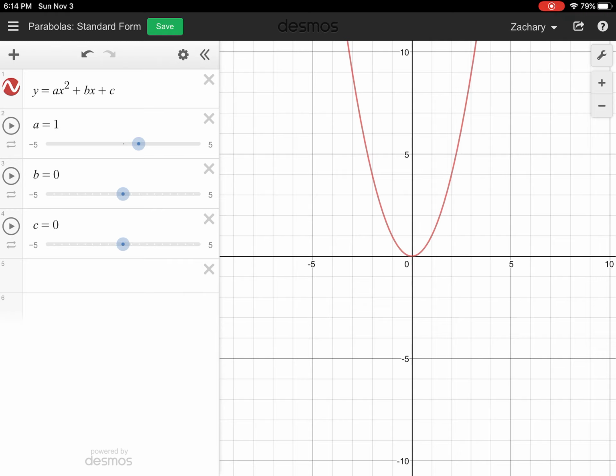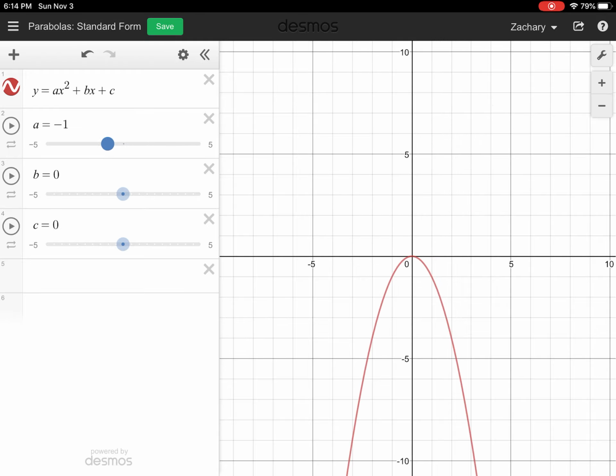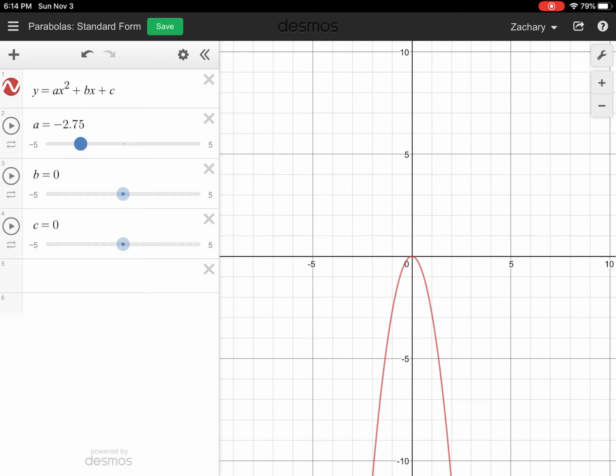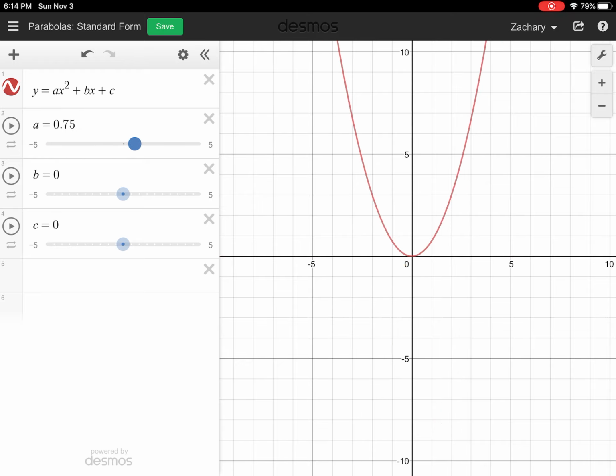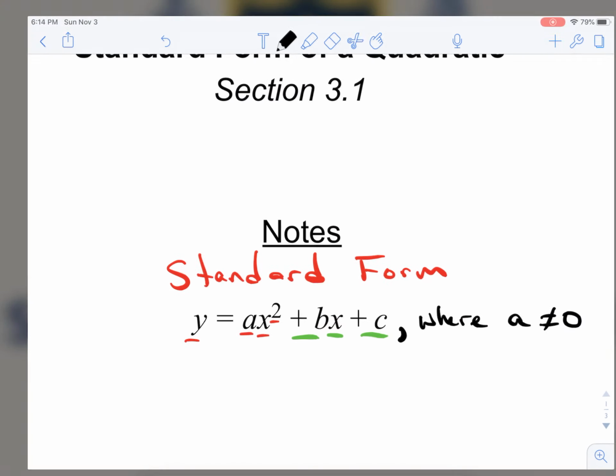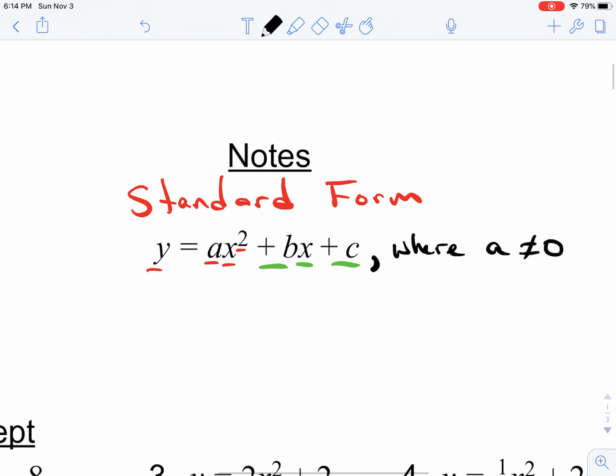So the first thing I want to talk about is the a value. Notice how anytime the a value is positive, the graph is always opening up. But when we flip it to make it negative, anytime our a value is negative, we have a graph that opens down. So that's going to be the first thing I have you guys write down. That's the same as what we saw before. So if a is greater than 0, we have a graph that opens up. And if a is less than 0, we will have a graph that opens down.